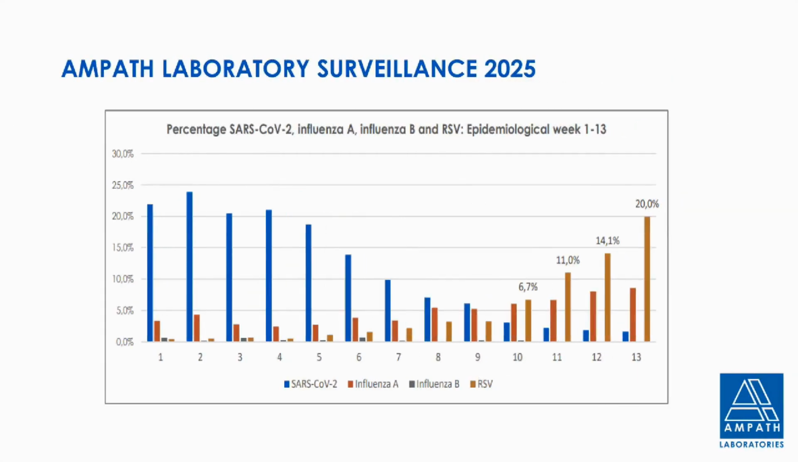With AMPATH laboratory surveillance, we normally send this out routinely to all our clients. The important thing to note here is that over epidemiological weeks 1 to 13, in this pictogram with the bar graphs, you're seeing SARS-CoV-2 in blue that started up earlier in the year, and you see its decrease in prevalence. You see your influenza A in orange slowly starting to increase, and you see your RSV at around weeks 11, 12 and 13 increasing.